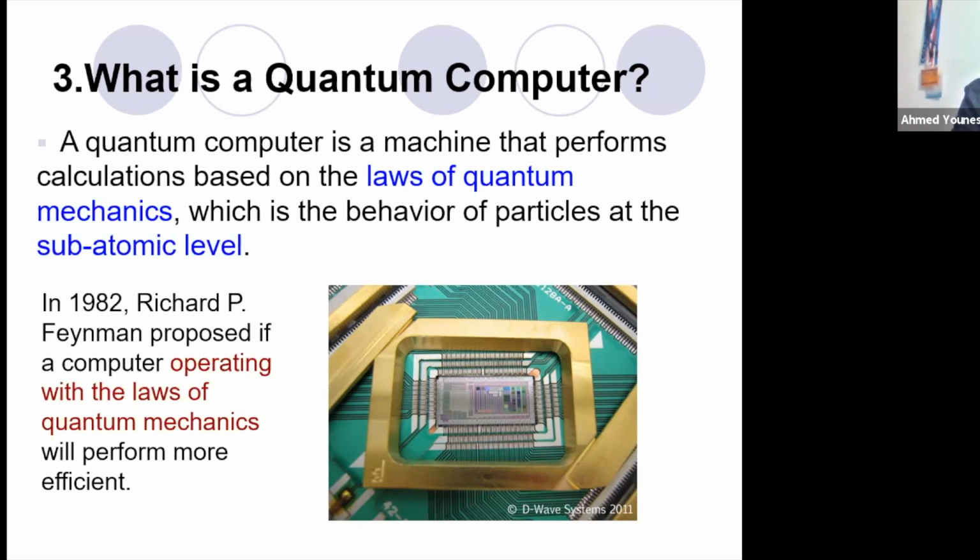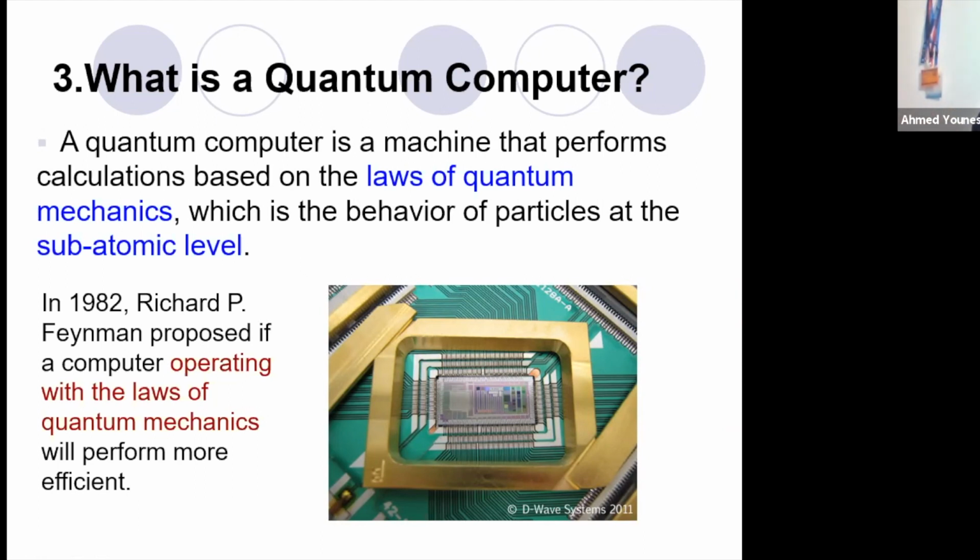Is it going to be more efficient? Is there going to be any benefit from using quantum mechanics in computation? But actually, no one could understand what the benefit was. How can we do this?